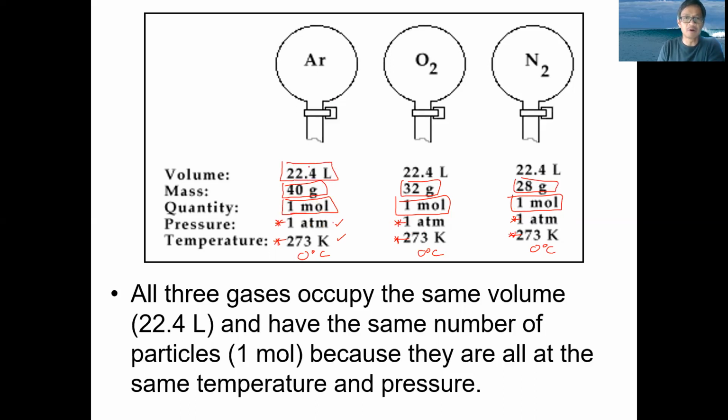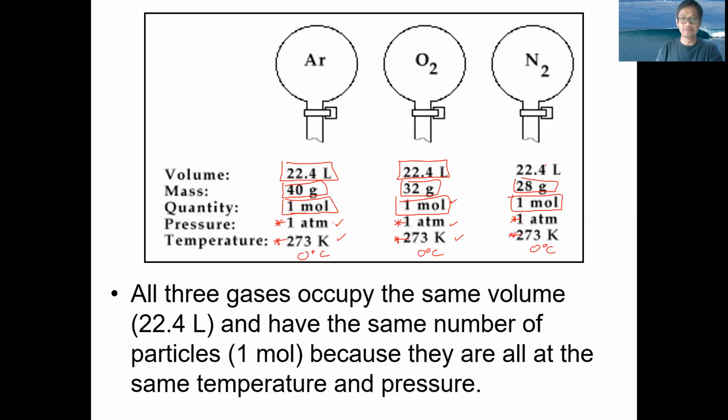Okay, it will fill up this volume of space. Let's take a look at the oxygen gas. We measure out 32 grams of oxygen. So this is a different mass of oxygen, but we keep it at 1 atmosphere at 273 Kelvin. That 1 mole of oxygen gas will occupy 22.4 liters of volume. So it will fill up a volume of space of 22.4 liters.